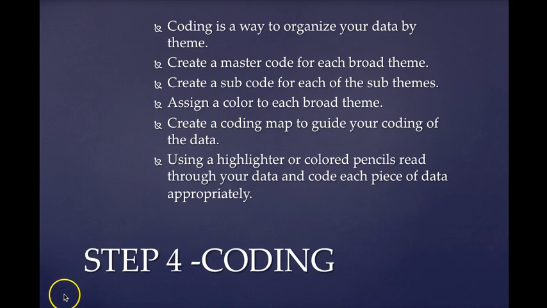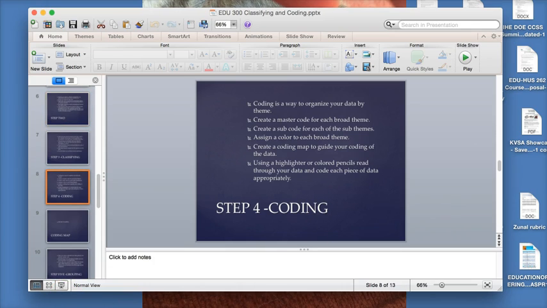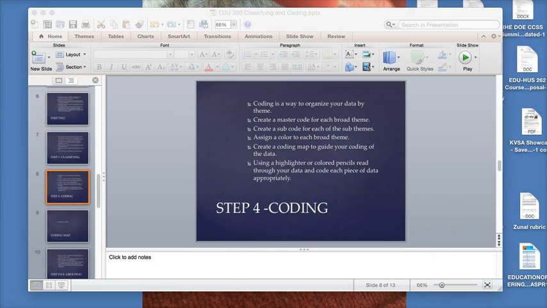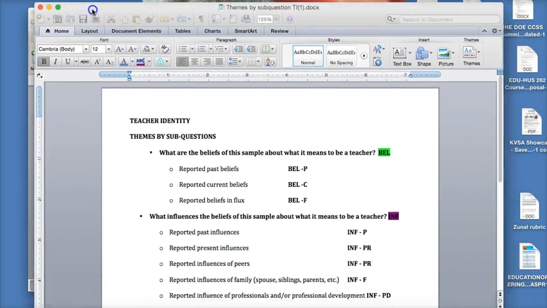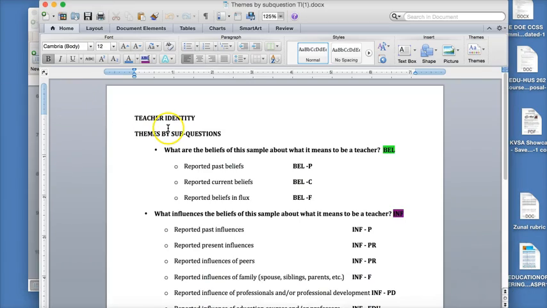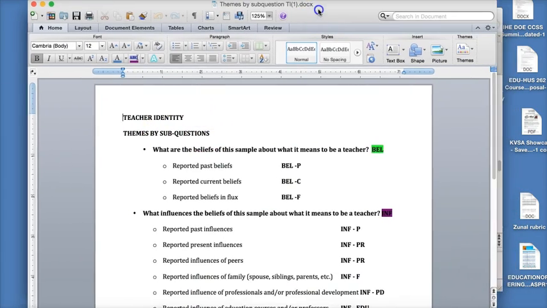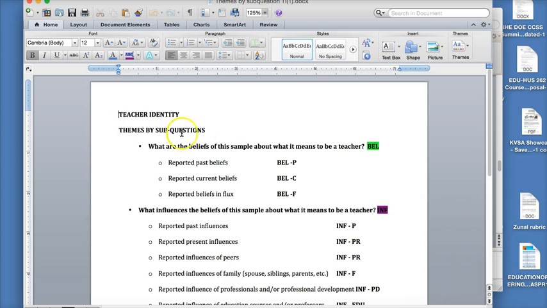Oops, I want to escape this. Hang on. So what's a coding map? Here it is. So here's my coding map, okay? And what I've done now is I've taken my themes by sub-question. So I've listed each of my 3 questions, okay? Remember, that was on my sources of evidence chart, okay? And I've now given it a code.